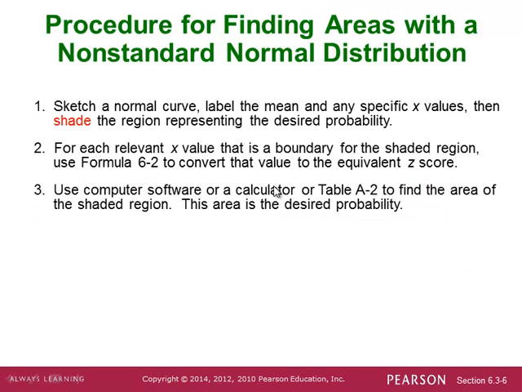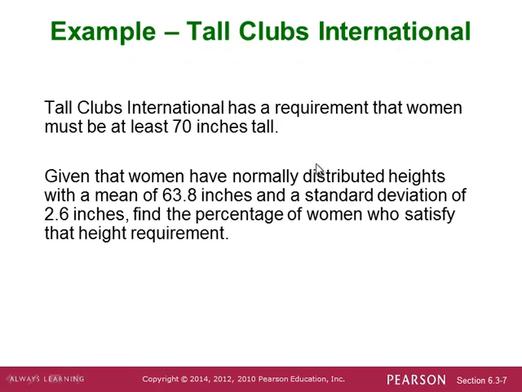And as you look at the sequence of steps for finding areas under the curve, aka probabilities, for non-standard normal distributions, these are exactly the same steps as for the standard normal that we talked about last time. The only difference is that you take your x value and convert it to a z-score by subtracting the mean and dividing by the standard deviation. Otherwise, everything's the same. So we're going to take a look at an example here.